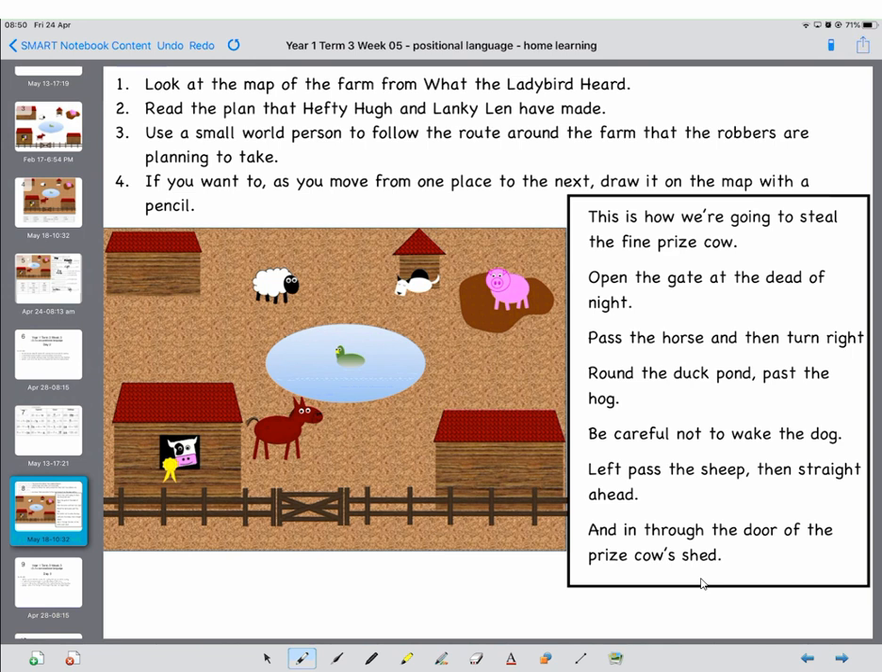So what we want you to do today is have a go at mapping the slightly strange route that the thieves choose in order to get to the prize cow.